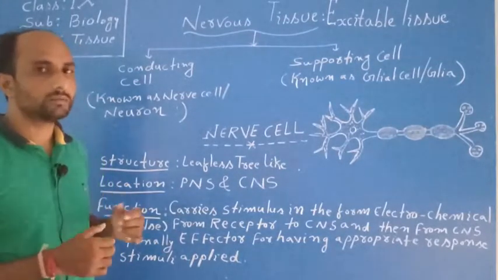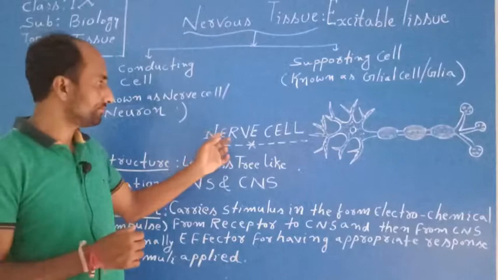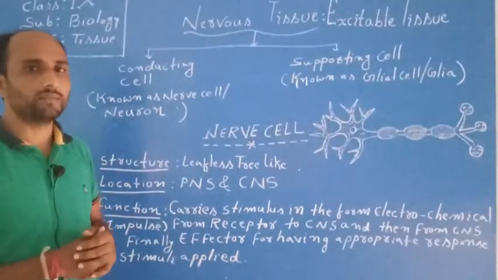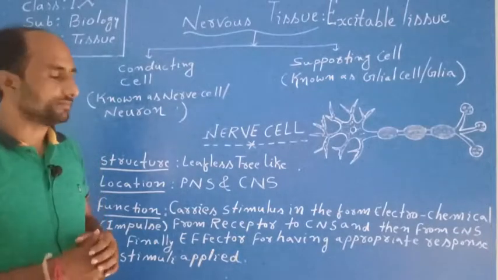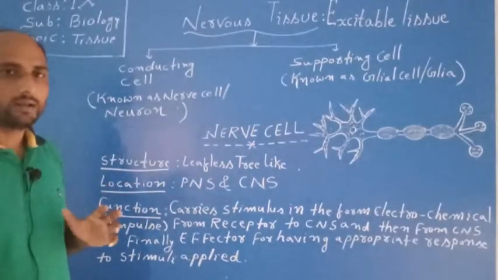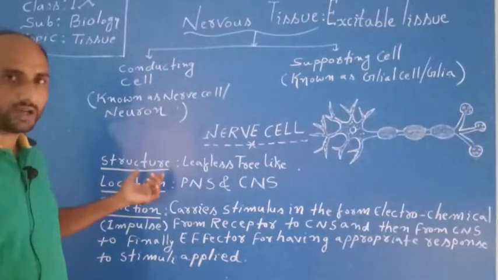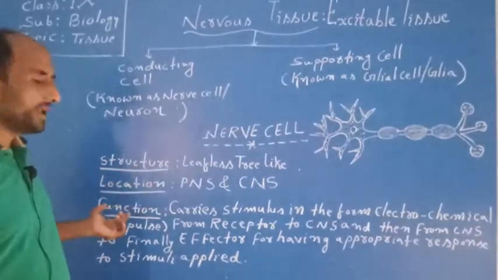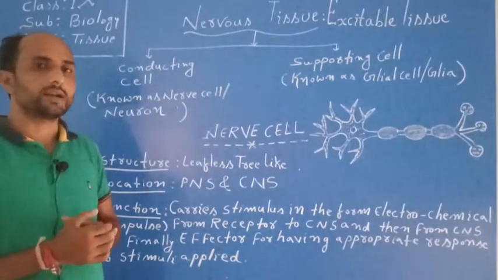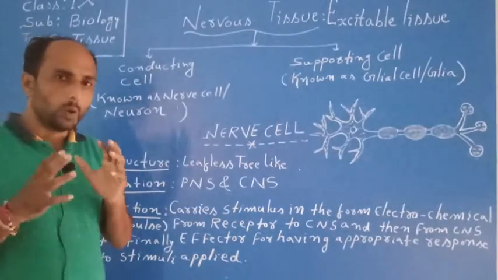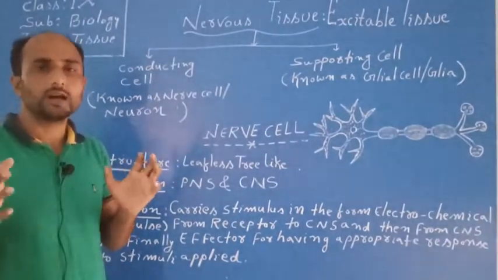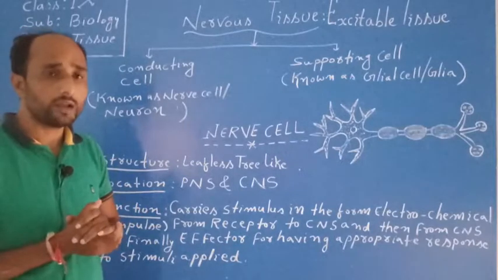Location of nerve cell, or we can also say nervous tissue, is found in the peripheral nervous system, which in short is named PNS, and the central nervous system, which is short as CNS. PNS and CNS are the locations where nerve cell or nervous tissue is found.